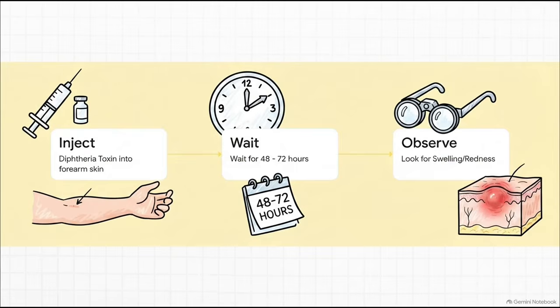But how do we clinically confirm immunization after that vaccination? We use something called the Schick test. The procedure detailed in the source is honestly fascinating. You actually inject a tiny amount of diphtheria toxin straight into the skin of the patient's forearm. Then, you wait for 48 to 72 hours and carefully observe the injection site for a reaction, specifically keeping an eye out for any swelling and redness.